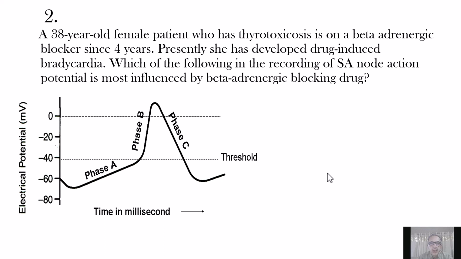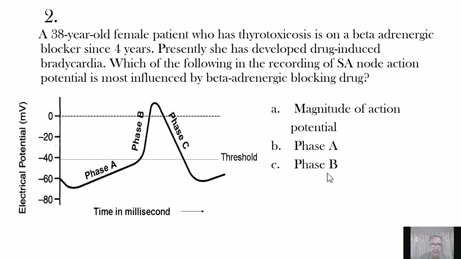So here is a beta-adrenergic blocker, which has been consumed by the female for thyrotoxicosis to decrease the heart rate, and it has a side effect. Ultimately, she has come into bradycardia, that is decreased heart rate. So this is a drug-induced bradycardia, and the beta-adrenergic blocking agent has caused this. So it must be affecting phase A. Let's look at the options. Magnitude of action potential is not affected by beta-adrenergic blockers. Phase A is the correct answer.